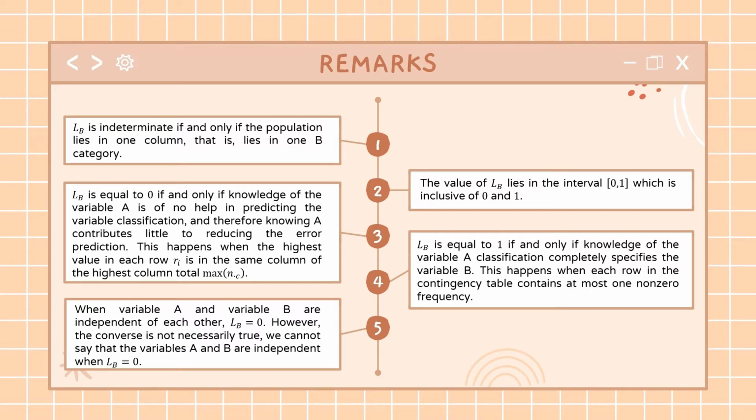For the fourth remark, Ls of B is equal to 1 if and only if the knowledge of the variable A classification completely specifies the variable B. This happens when each row in the contingency table contains at most one non-zero frequency. For the fifth remark, when variable A and variable B are independent of each other, Ls of B is equal to 0. However, the converse is not necessarily true. We cannot say that the variables A and B are independent when Ls of B is equal to 0.